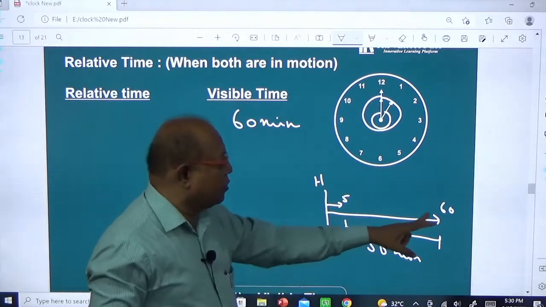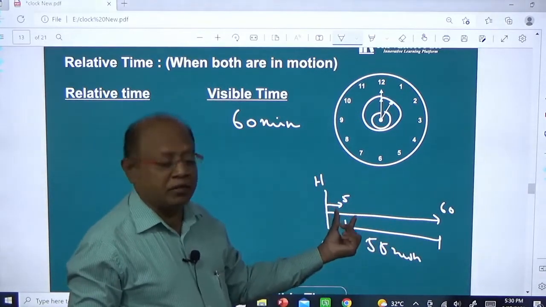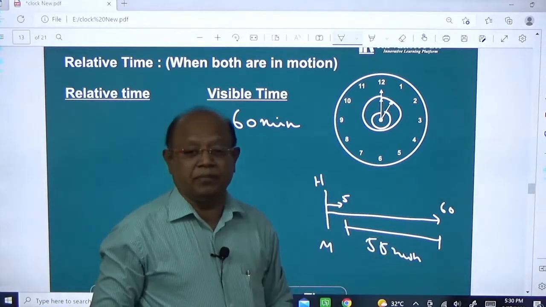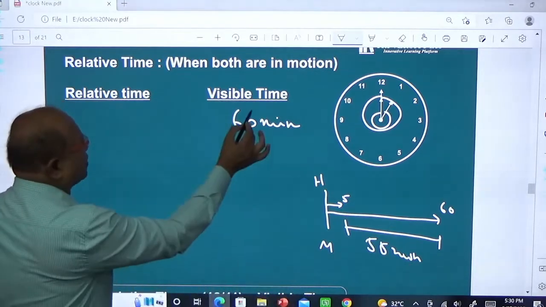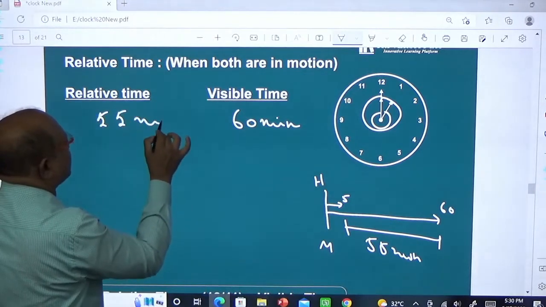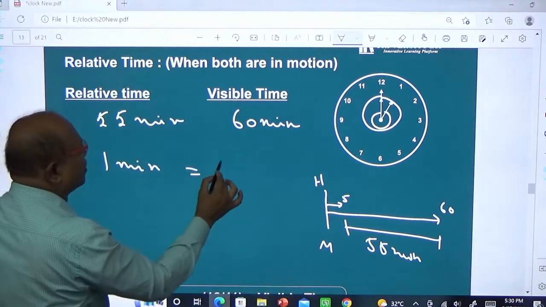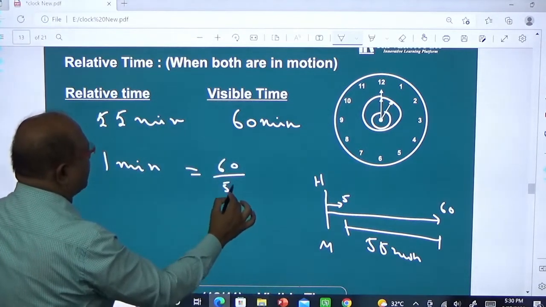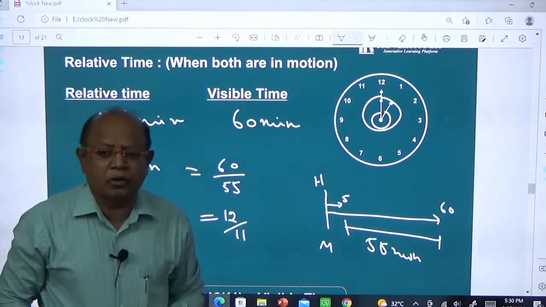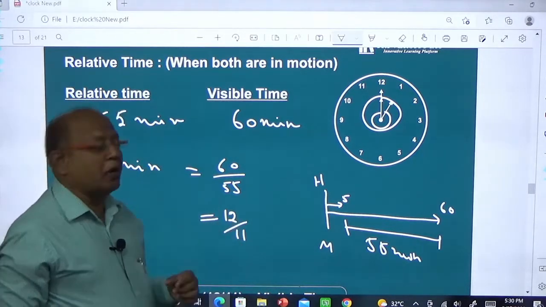The minute hand, after 1 hour, has covered 60 minutes. By that time, the hour hand moves 5 minutes. So the real gap is 55 minutes. This is called the relative time. Now if the visible time is 60, the relative time is only 55 minutes. So 1 minute of relative time equals 60 by 55, that is 12 by 11. So to get the relative time, we have to multiply by 12 by 11.